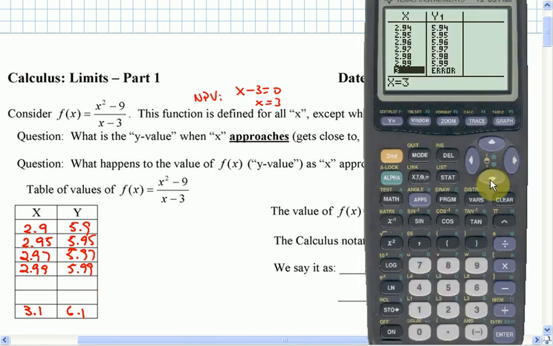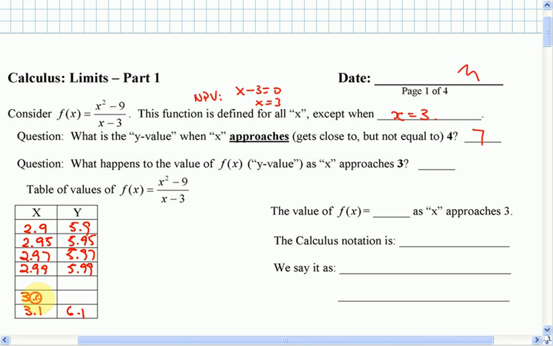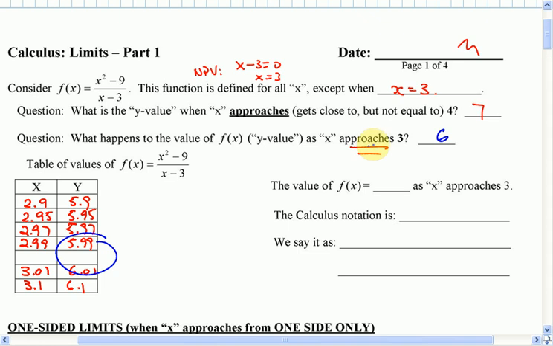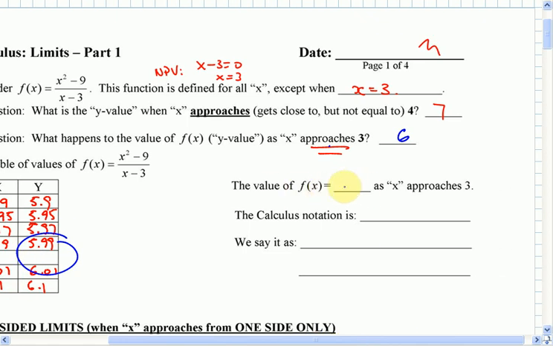Notice still at 3 it's an error, but at 3.01, 6.01. So can you see how it converges on a particular number? What does it look like it approaches? Not equals, but approaches. If you said 6, you're correct. So despite there being an error at 3, if I use the word approaches, that means getting closer and closer to 3. So at values like 2.99 or 3.01, the y value seems to get closer and closer to 6. So the value of f of x, which equals 6 in this case, as x approaches 3.